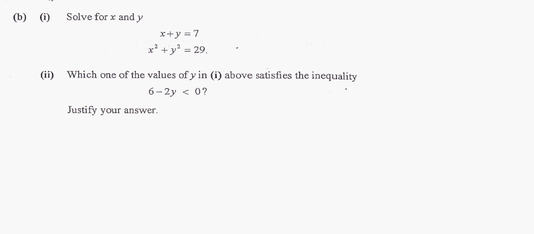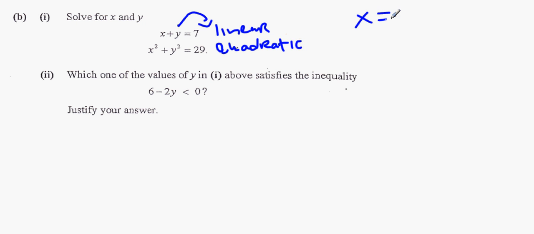Now, solve for x and y. This is what we call a linear quadratic system, okay? So this is a simultaneous equation. This is the linear one because it has no x squareds or y squareds in it. And this one here is the quadratic. Now what we've got to do is get one letter on its own in the linear. I'm going to get x on its own. So therefore x equals 7 minus y.